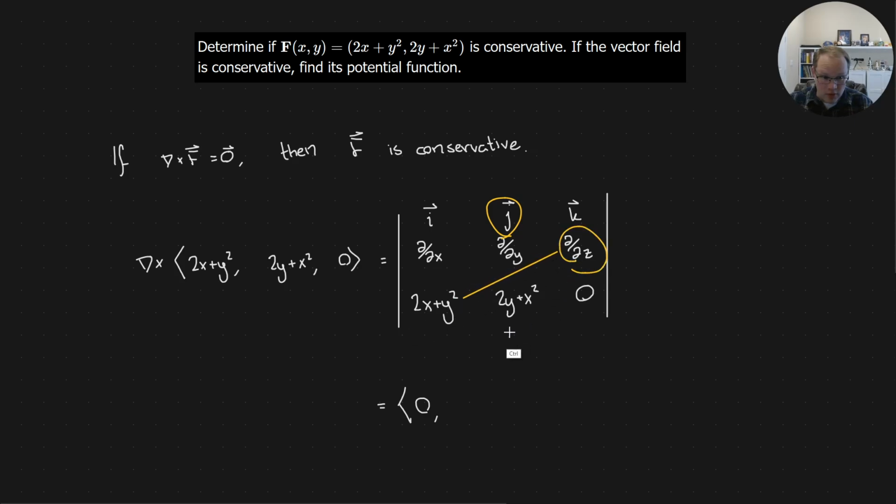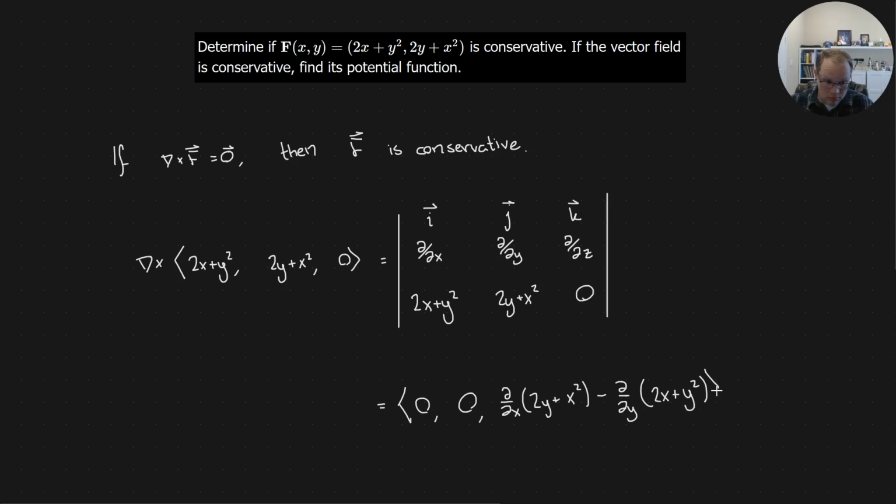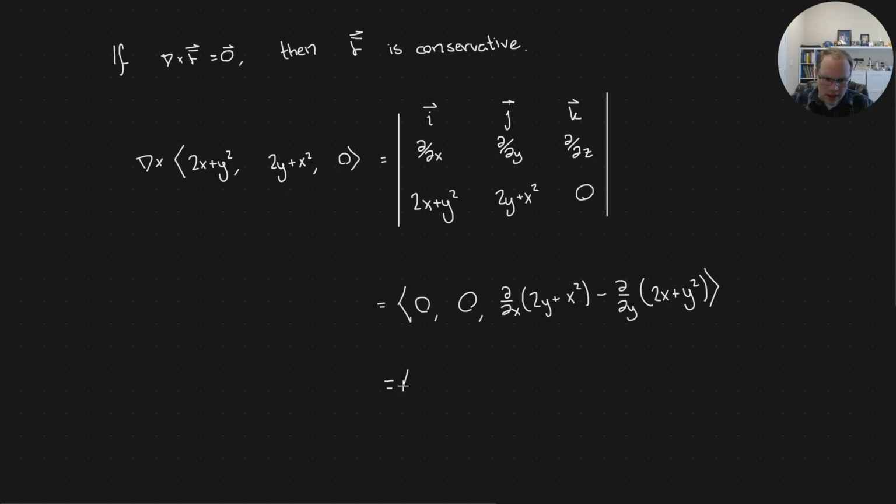I'm taking the partial derivative with respect to z of this. Again, no z's in here, so also 0. Whenever you're finding the scalar curl, and we've talked about this, those first 2 components will always be 0. The only non-zero component is going to be that k. Okay, so I'm going to get a partial derivative of this with respect to x, minus partial derivative of 2x plus y squared with respect to y. So I get 0, 0, and I get 2x minus 2y.